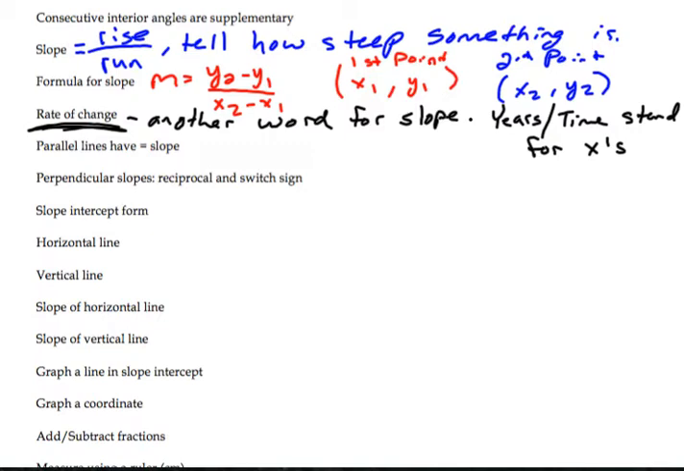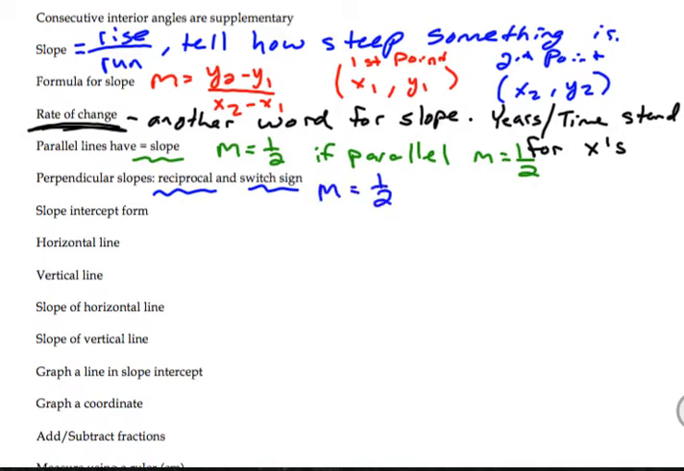So parallel lines, next thing. Parallel lines have equal slope. So if one slope is a half, the slope of the other line is a half. If it says these lines are parallel, use the same slope twice. Perpendicular would have been opposite reciprocal and switch signs. So if the slope is 1/2, you need to know that the opposite reciprocal would become -2/1 for the slope of a line that is perpendicular.